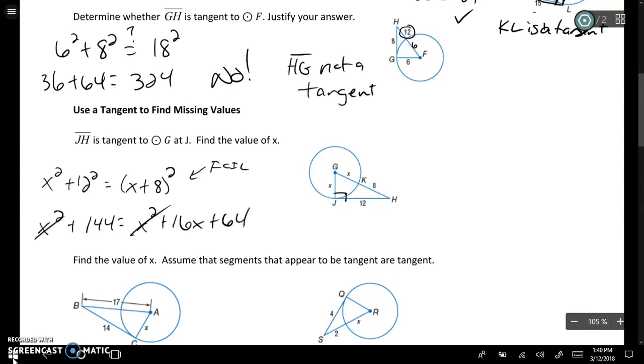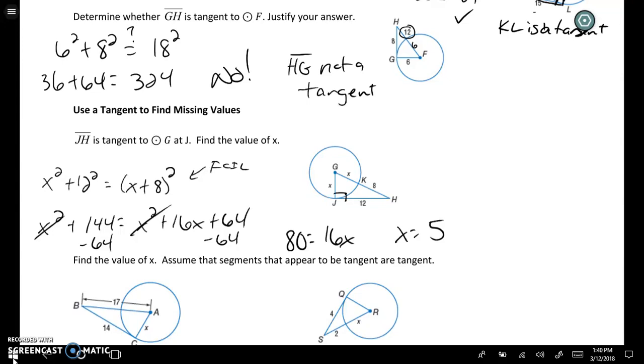Start solving here a little bit. We're going to subtract 64 on both sides. And that tells us that 80 is equal to 16x, which means x is 5. So a question I could ask there is, what's the radius of that circle? I could ask, what's the diameter of that circle? I could say, what's the length of GH? All those things it could come from.